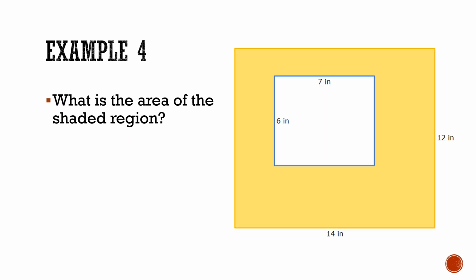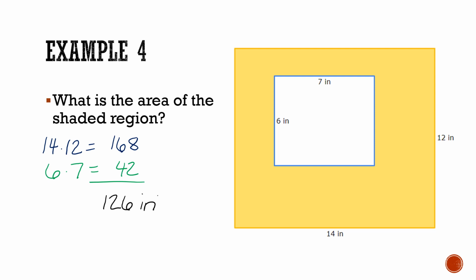Okay, pause your video and try example 4. So the yellow square, we're going to do 14 by 12. So 14 times 12 equals 168. And then our white square is 6 by 7, which is 42. So we would subtract 168 minus 42, which leaves us 126 inches squared.